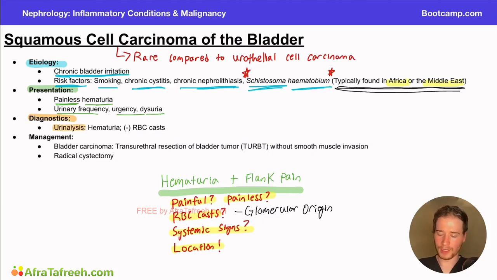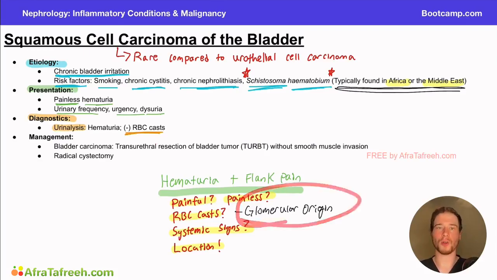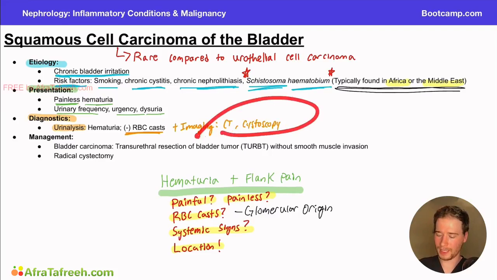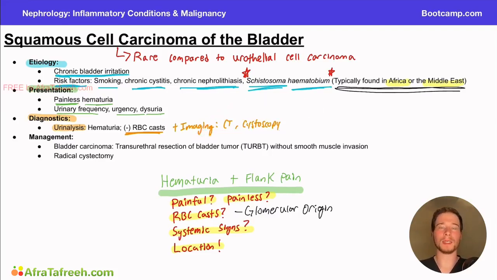Now, going back to our diagnostics here, same things apply as with most. We would do a urinalysis first, which is going to show us hematuria, and we're not going to see red blood cell casts. For a similar reason as we said in the previous video, which is that this is typically of bladder origin, right? Red blood cell casts are more likely to be associated with things from glomerular origin. So we would not expect to see that in this patient. Additionally, you could get the same imaging that we got in the previous video, which can include a CT or a cystoscopy with a biopsy, as these can provide you more information on the patient's condition.